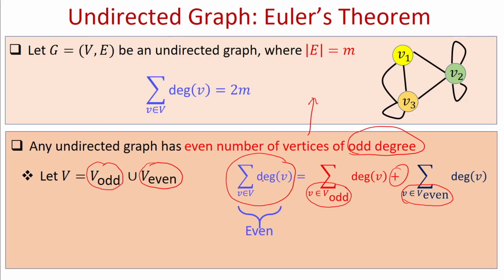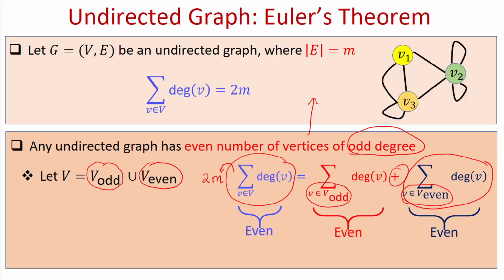Now I know that the left hand side of this equality is even, because as per the above theorem, the left hand side is 2 times the number of edges. The number of edges could be odd, it could be even, but 2 times that number of edges will be an even quantity. I also know that if I sum up the degrees of all the vertices which have even degrees, then that is also an even quantity. The number of vertices of even degree could be odd or even, it doesn't matter. Since I am adding several quantities, each of which is even, the overall summation will be even.